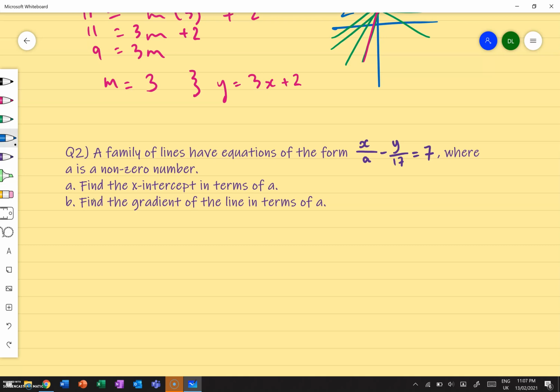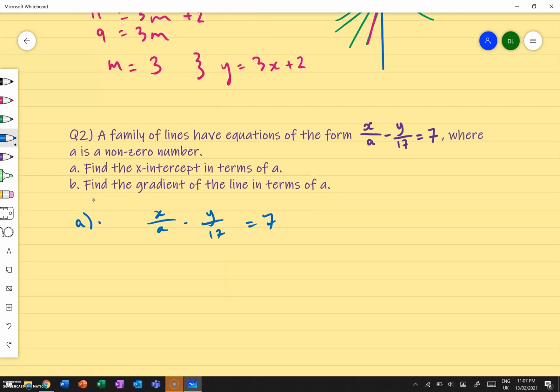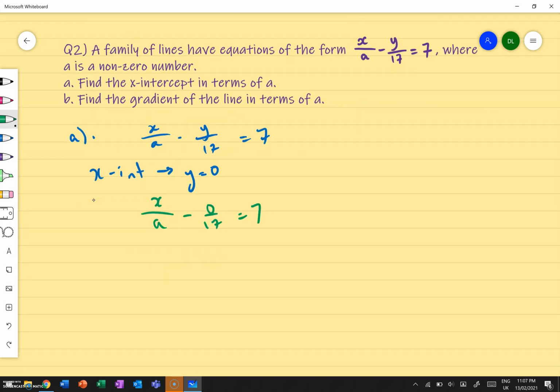So I know that I've got x over a. I'm going to go ahead and write that. x over a minus y over 17 equals 7. And we need to find the x-intercept. As per usual, when we're finding our x-intercept, we let our y equal 0. I'm going to go ahead and do that and end up with, let's use a different color, x over a, take away 0 over 17 equals 7. Or in other words, x over a equals 7. Multiply both sides by a, and I get x equals 7a.